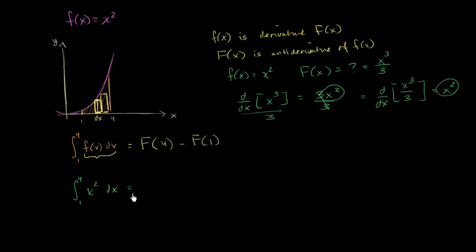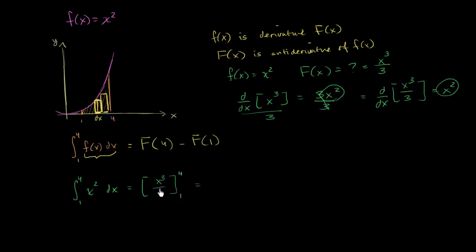And sometimes the notation we'll use is we'll say that the antiderivative is x to the third over 3, and we're going to evaluate it at 4, and from that subtract it evaluated at 1. I always like to just write the numbers up here. Sometimes you'll see people write a little line here too, where they'll say we're going to evaluate it at 4 and then at 1. But I'll just do it without the line. So we're going to evaluate this thing at 4, and from that subtract it evaluated at 1.